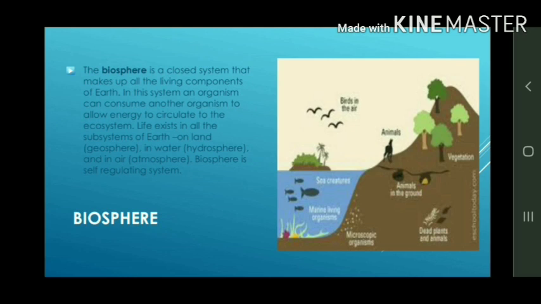Life exists in all subsystems of Earth. On land, the Geosphere, there is life. In water, the Hydrosphere, there is life also. And in air, the Atmosphere, life exists also. So the Biosphere is a self-regulating system.